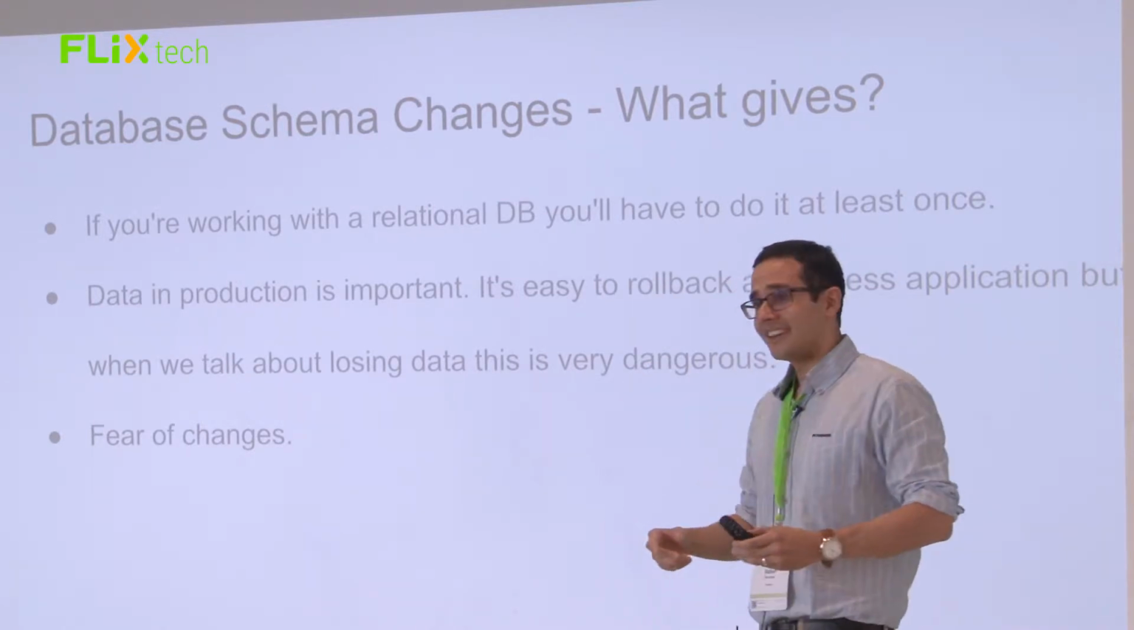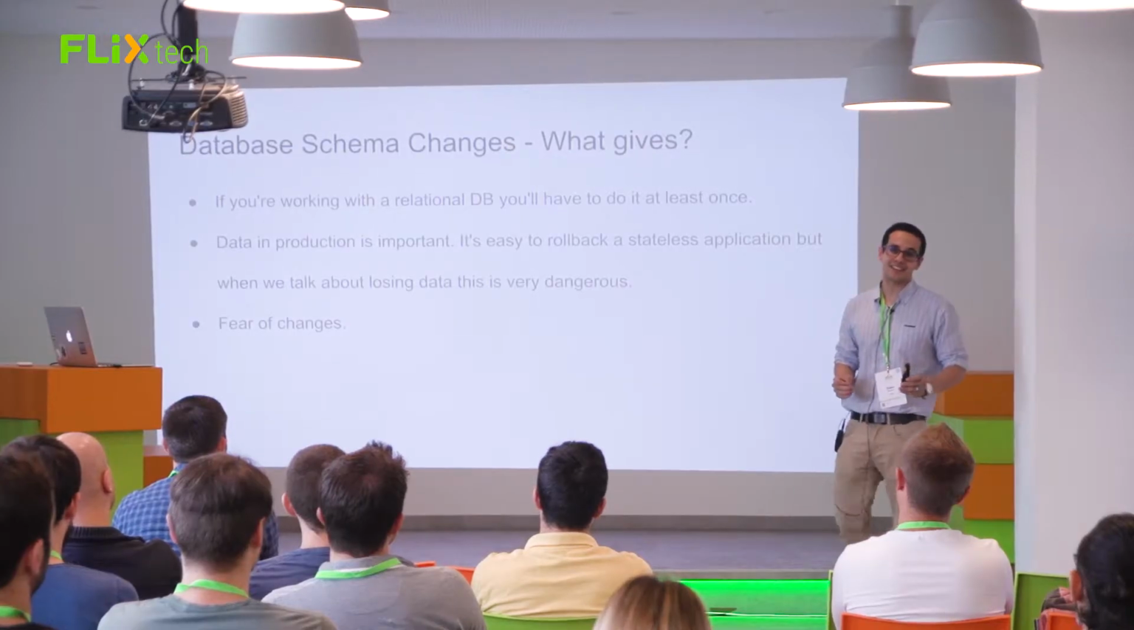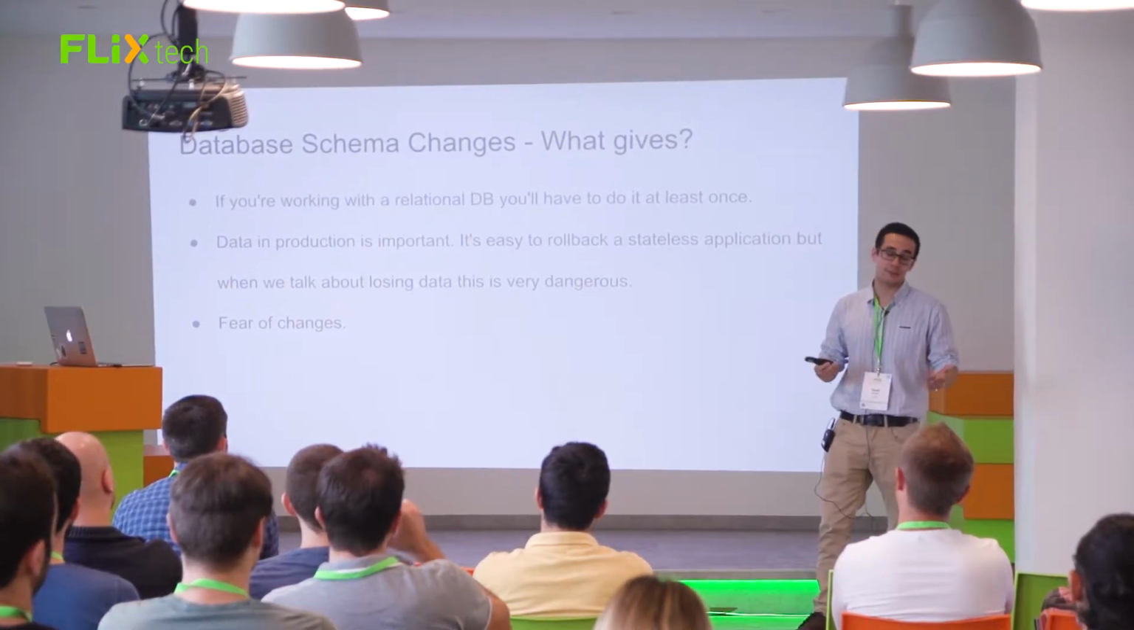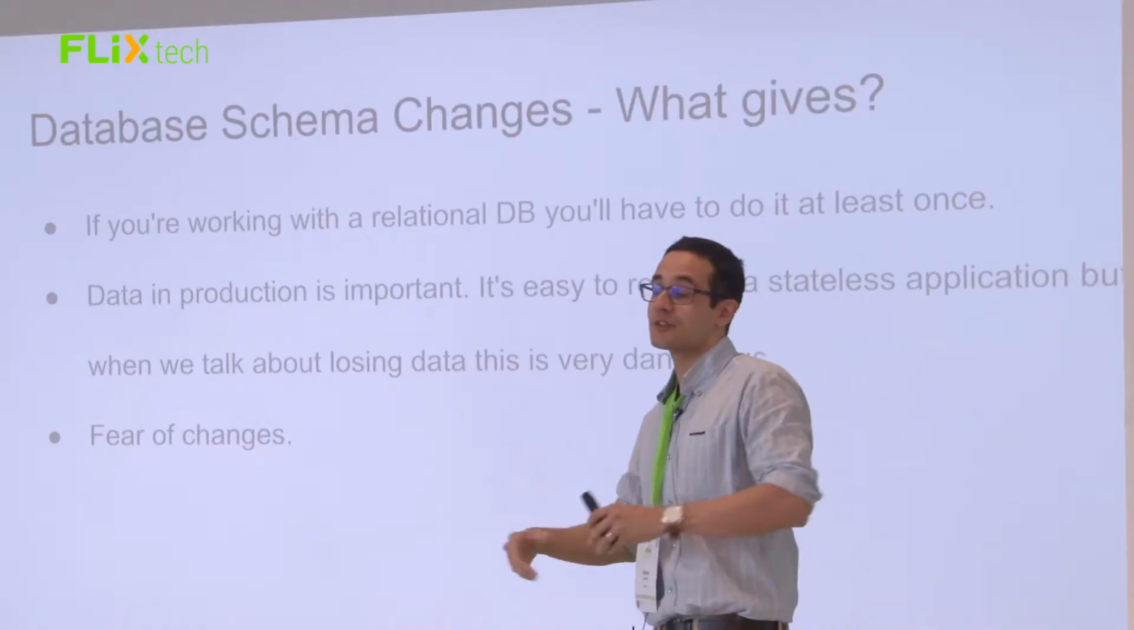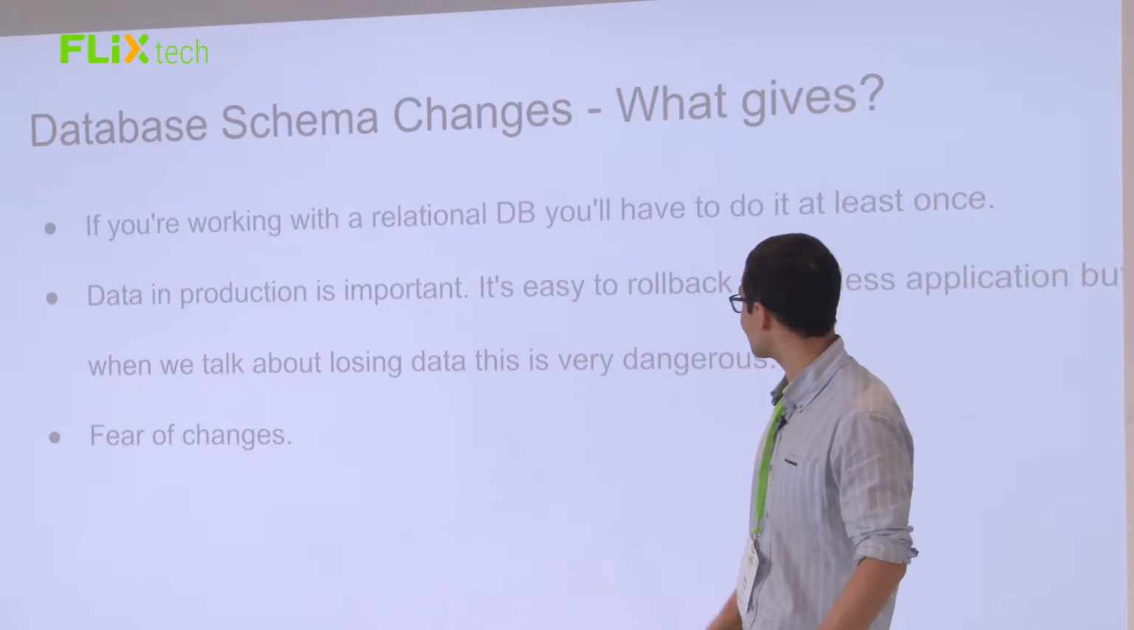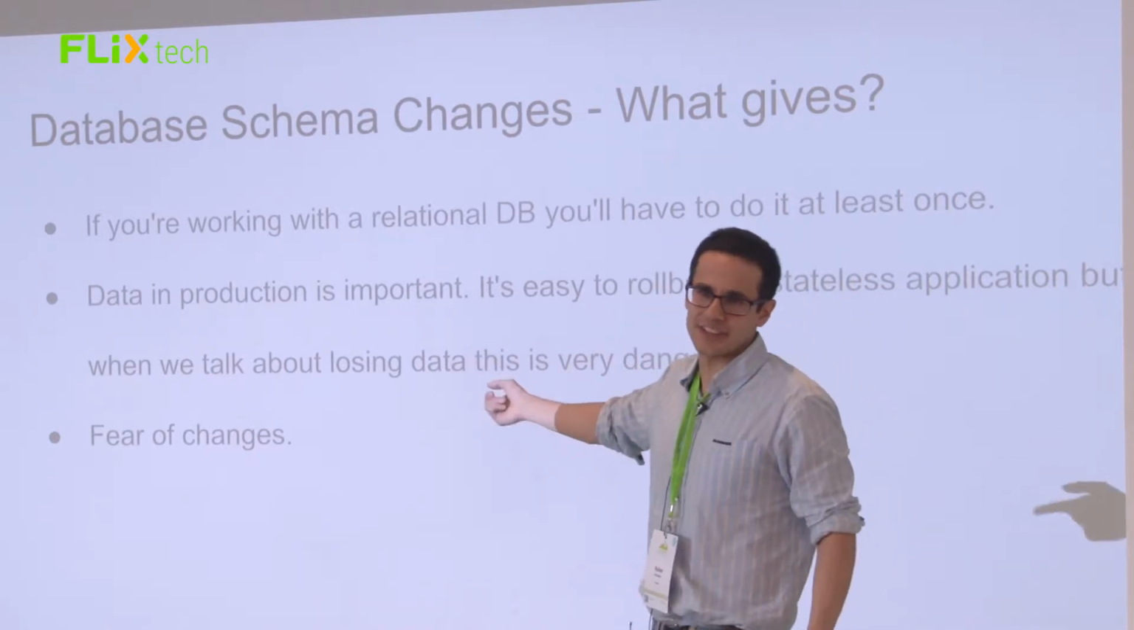Also, data in production is important, right? If you do something wrong there, the data could be corrupted. It's very easy to roll back a stateless application, a Java system, if you're using Kubernetes. But it's not so easy when we're talking about the database. You have to lose at least some minutes. At the moment you're rolling back, you're also losing data because people are coming in and putting some new data there. So updating the rows and everything. And this could lead to fear of changes.